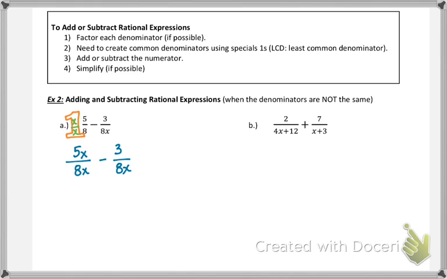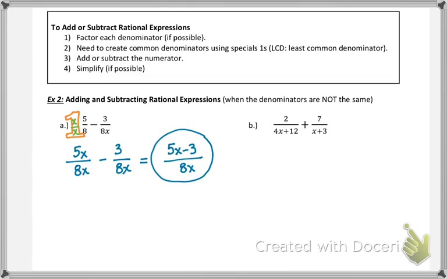And now I have a common denominator, and I can go ahead and subtract. So in the numerator, 5x minus 3, I cannot combine those, so we'll just leave it as is, over 8x. And that's my answer. Cannot reduce any further.